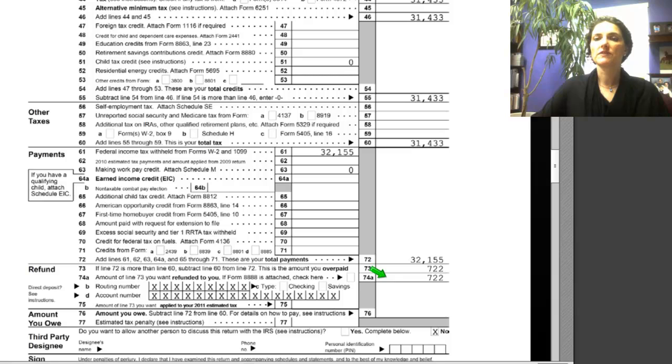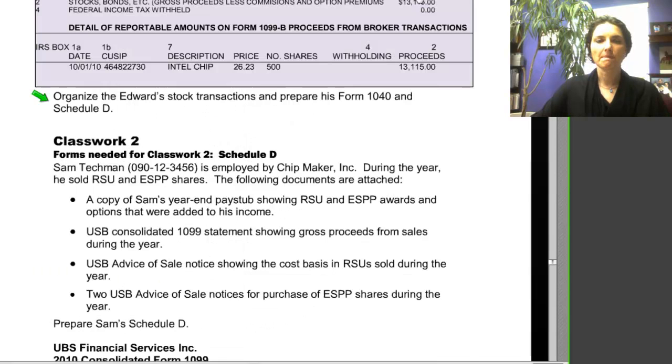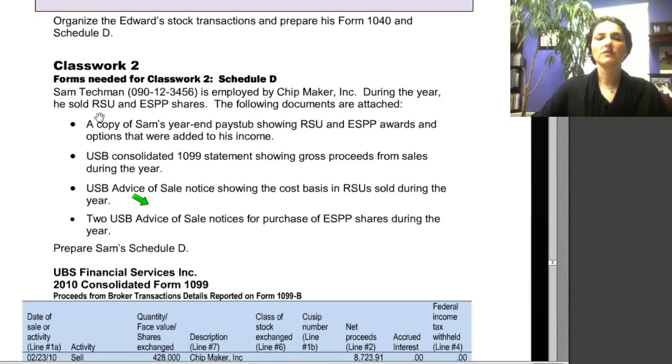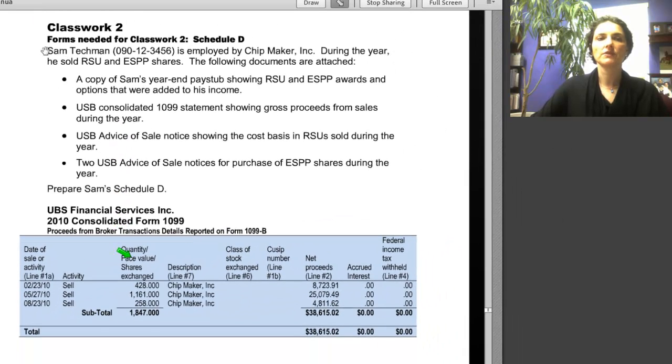That concludes the review of the Session 15 classwork answer key. Let's return to our student manual and take a look at classwork assignment number 2.